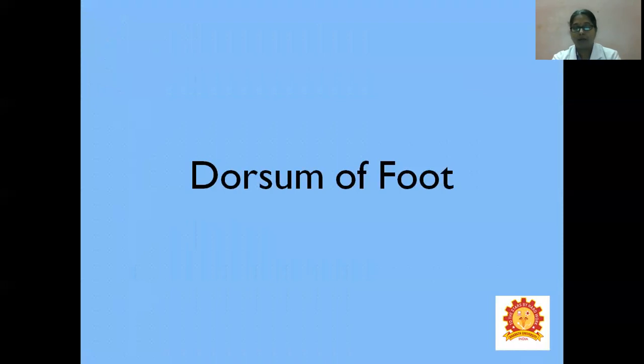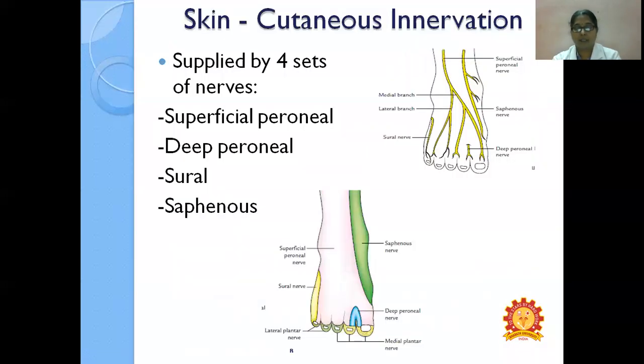Now we move on to the next topic, the dorsum of the foot. The dorsum of the foot is nothing but what we see here, the anterior aspect or upper aspect of the foot. Let's see first the cutaneous innervation of the skin of the dorsum of the foot. It is supplied by 4 sets of nerves, namely the superficial peroneal, deep peroneal, sural and saphenous nerves.